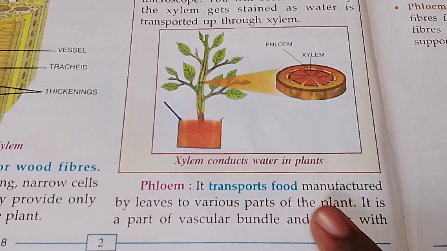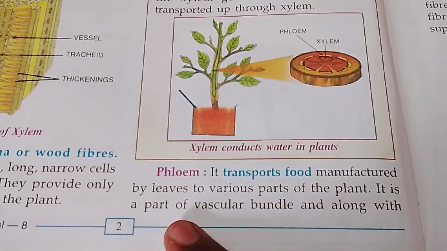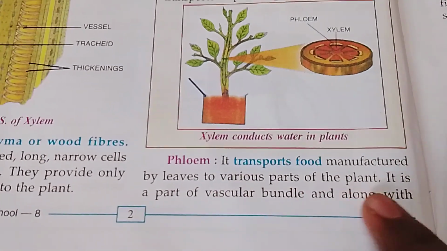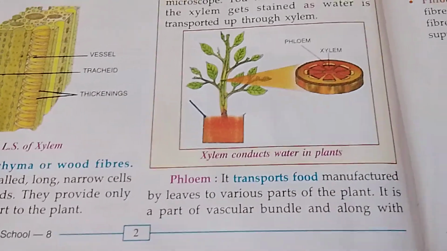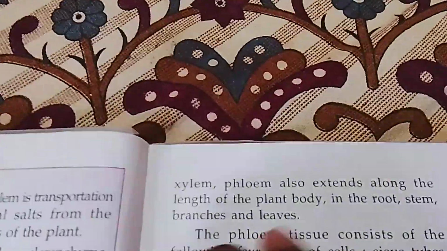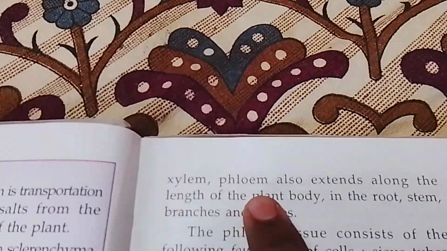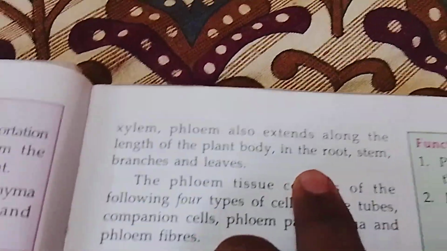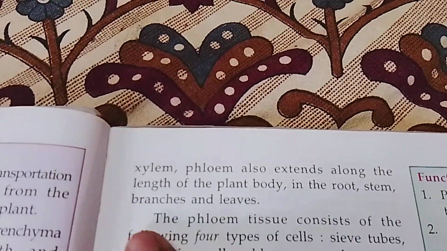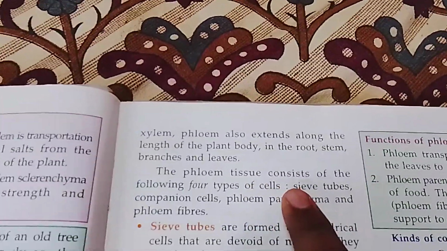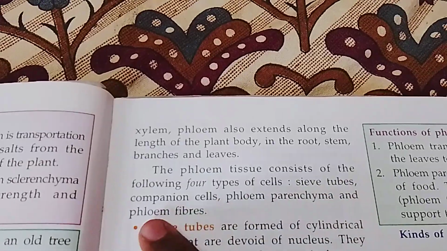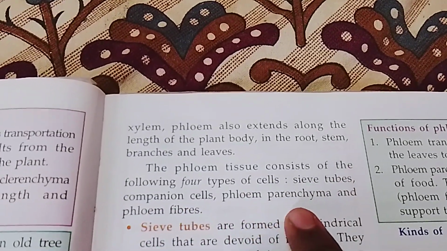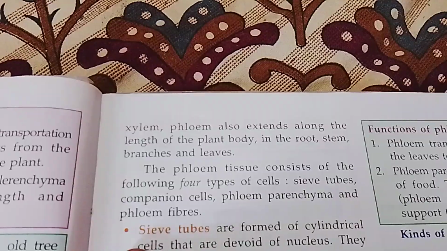Phloem. It transports food manufactured by the leaf to various parts of the plant. It is a part of the vascular bundle, and along with xylem, phloem also extends along the length of the plant body in the root, stem, branches and leaves. The phloem tissue consists of the following four types of cells: sieve tubes, companion cells, phloem parenchyma, and phloem fibers.